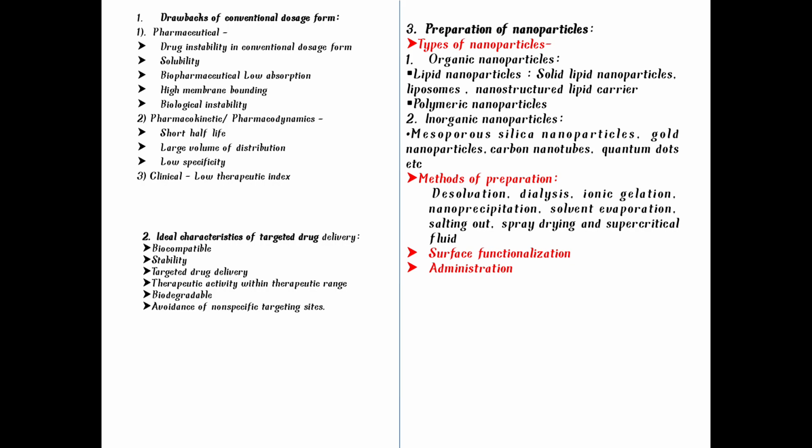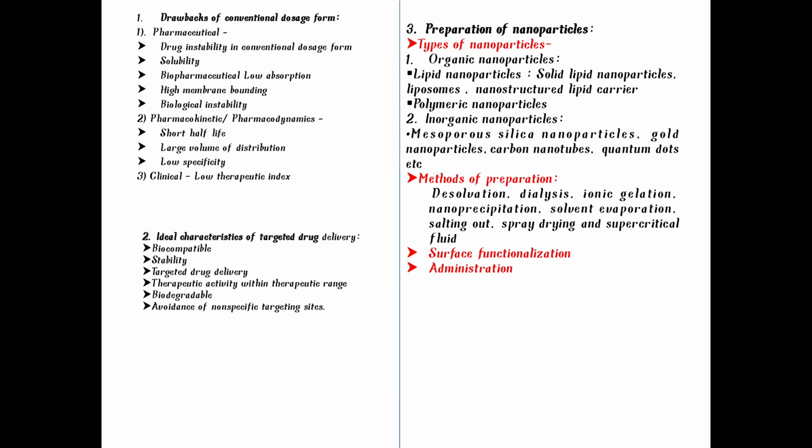The first thing: the materials that are used for making nanoparticles should be biocompatible and biodegradable in our body. Then stability, then they should target a particular site of action. Then the therapeutic range should be maintained, and they should not accumulate in the normal cells. These are the criteria.